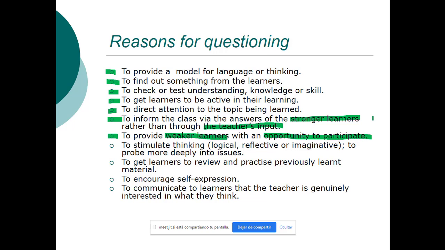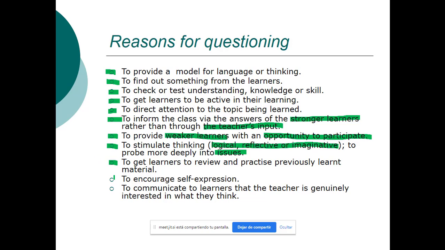Now, to stimulate thinking, logical, reflective, or imaginative, right? To probe more deeply into issues. So here we're going to be like researchers. Then to get learners to review and practice previously learned material. Therefore, the pre-knowledge that students have is going to be very important to be implemented inside the classes.